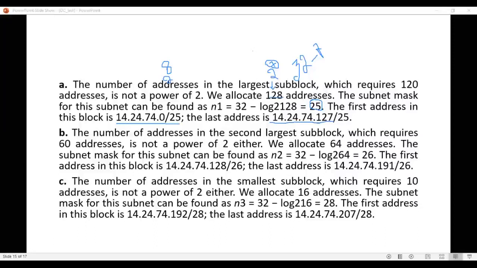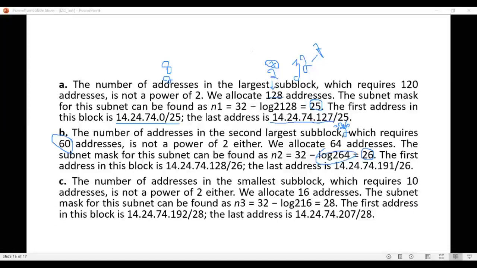Now we will consider the second one. What was the second largest block in the question? It was 60. Now we have to assign 60 addresses to the second sub block, but 60 is not a power of 2, so make it a power of 2. That is 64, which is 2 raised to 6. That means you need 6 bits in the suffix part to represent 64 addresses. So 32 minus 6 is 26. So the subnet mask is 26. Else you can use the formula, it is up to you.